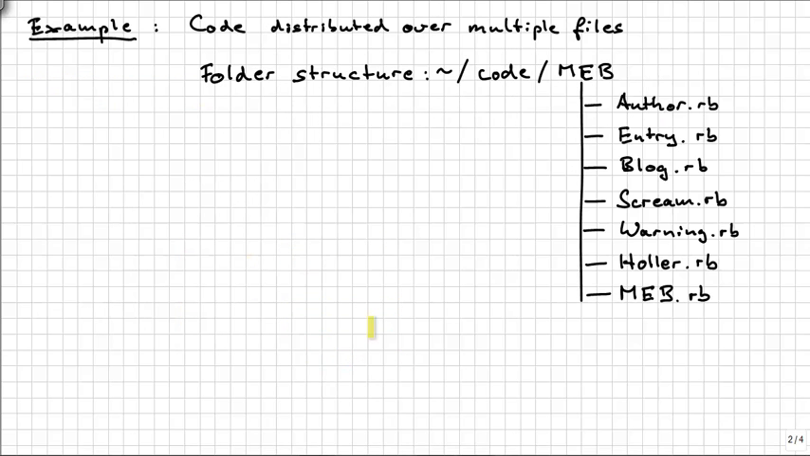Now, a non-trivial application will typically be distributed over multiple files, so it's common to have a folder structure like this, where you have a root directory in which all the files are that you want to be part of your program, and then you simply have the individual classes in separate files. So for instance, we would have the author class in a separate file, entry, blog, scream, warning, holler, and MEB, which could serve as the main entry point into the Middle-earth blogging application.